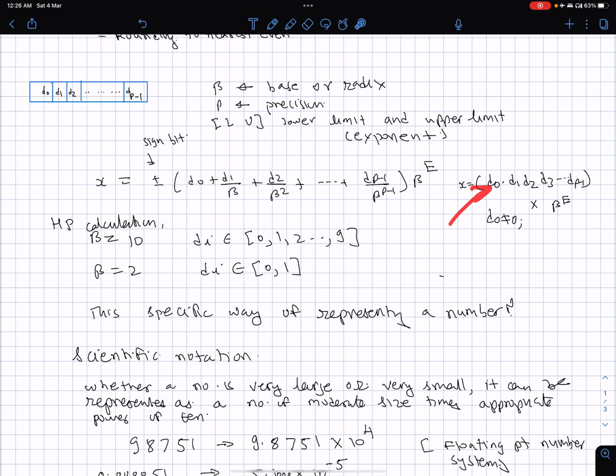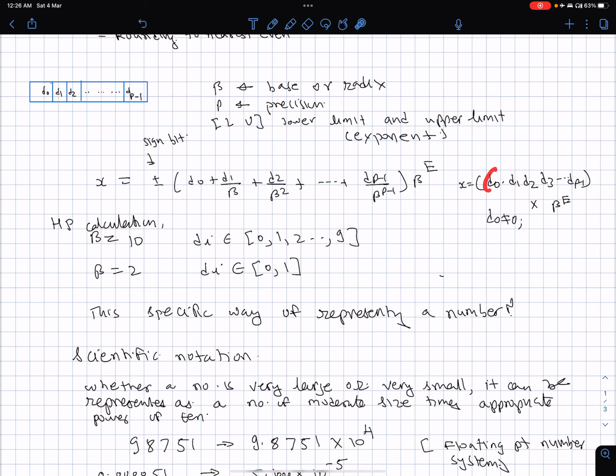So D0 will become equal to 1 unless the number is 0. If you know this implicitly, then you don't really need to keep one bit separately and always keep a 1 there unless the number is 0. The number 0 has a special representation where everything is set to 0, including the exponent bits. So 0 has a special representation, and for all non-zero numbers, this is the representation.